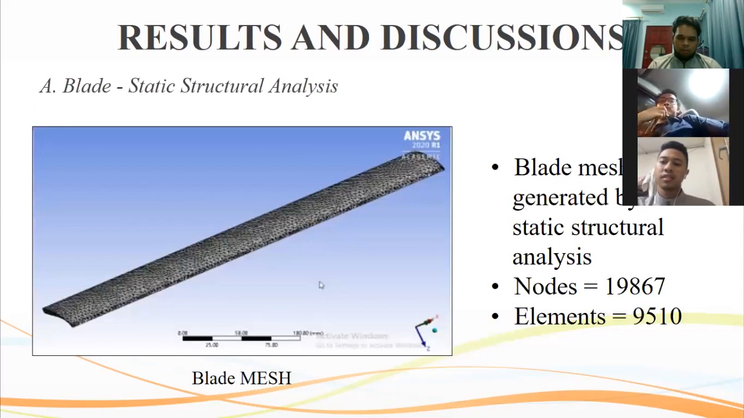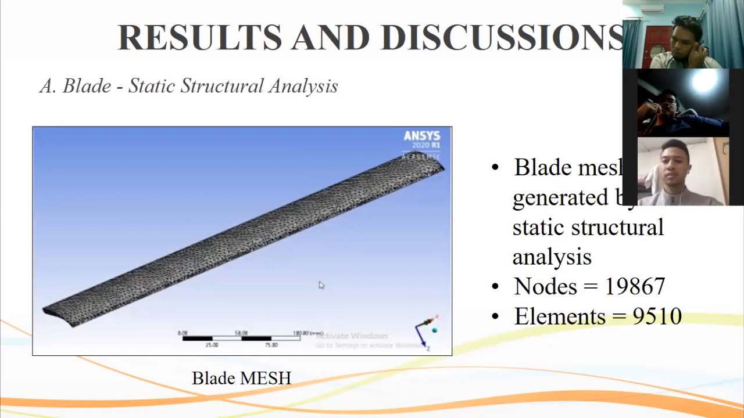So now is the result and discussion. For the first critical part, the blade, here we can see that the meshing of the blade produces 19,867 nodes and 9,510 elements. This high number of mesh will give us a more accurate result later. Next.